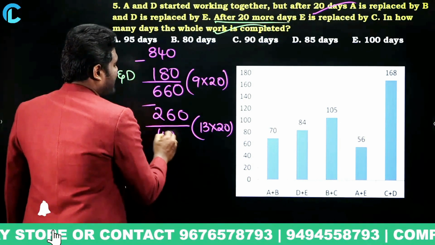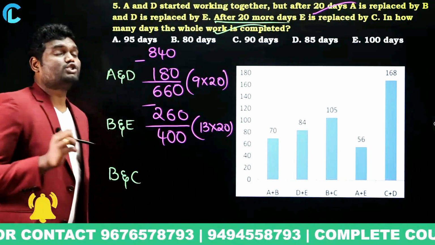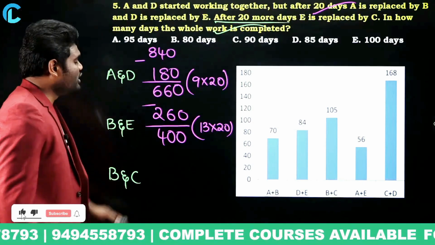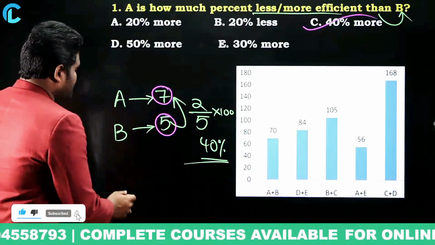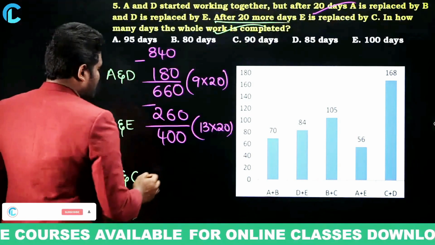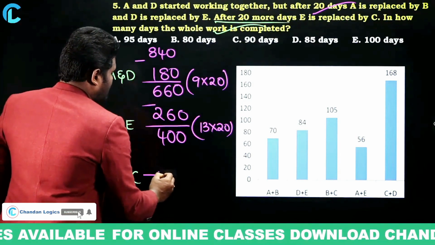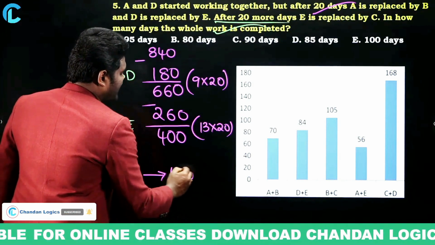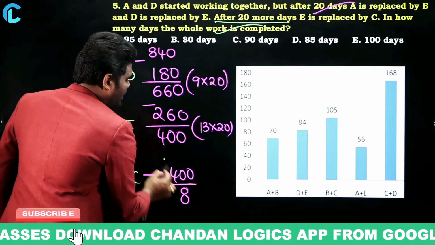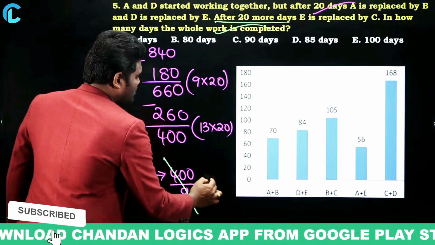The remaining balance is 400. Now this 400 should be done by B and C together. B's efficiency is 5, C's is 3, so 5 plus 3 means 8. So this 400 units of work is done by B and C together at efficiency 8. 400 divided by 8 is 50 times.